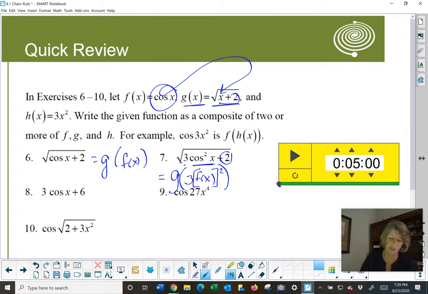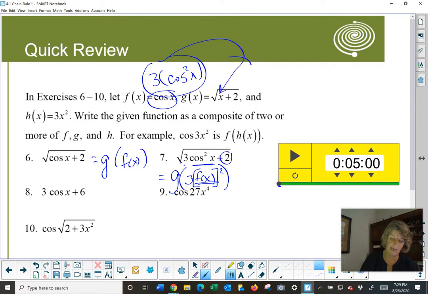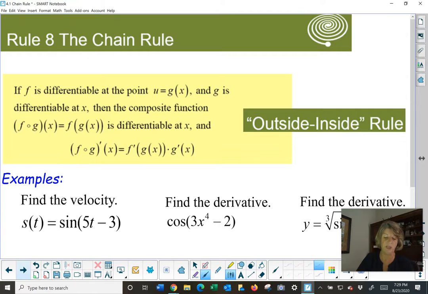So I go to g, and I'm going to take 3 times cosine squared of x, because it told me to square the f of x, and 3 times that, and that's going to replace x. Does that give us what we're looking for? Yeah, it does. So that looks good. You can play around with the rest of them. I'm going to move on to the chain rule.